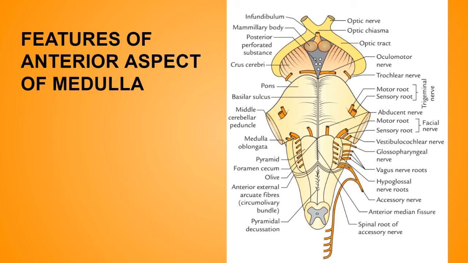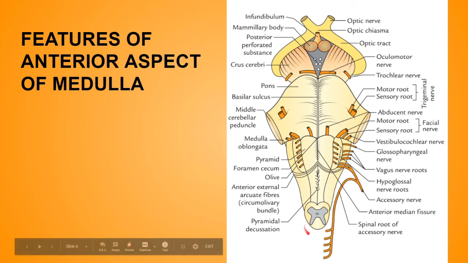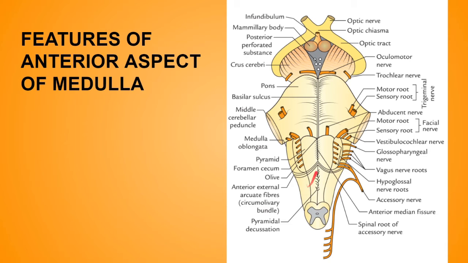Now the important features of the anterior aspect of the medulla. First of all, this is the medulla and the anterior aspect of it. Over here, first of all we have the pyramids. These are the two elongated elevations, one on either side of the anterior median fissure. This is the anterior median fissure.